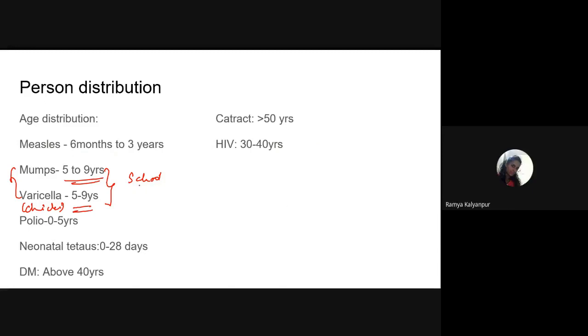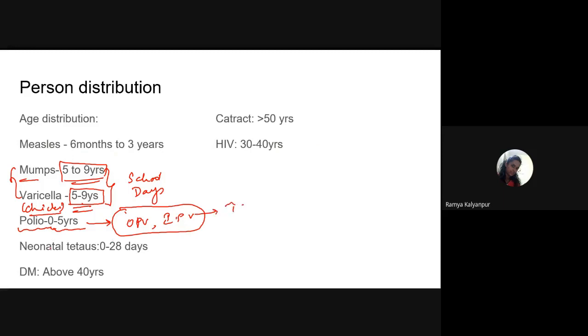Okay, fine. So during the school days, mumps or chicken pox is most commonly seen among school going children, and the age group mentioned here is 5 to 9 years. Then next we see polio. Even it has an age distribution. It is most commonly seen between 0 to 5 years of age. That is why we give OPV or IPV vaccinations to cover this stipulated age period. Otherwise, the chances of getting polio infection are very high.